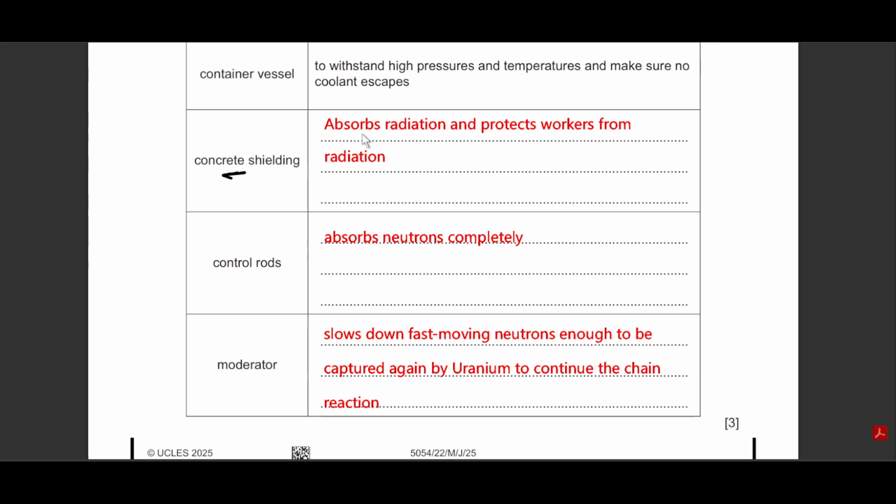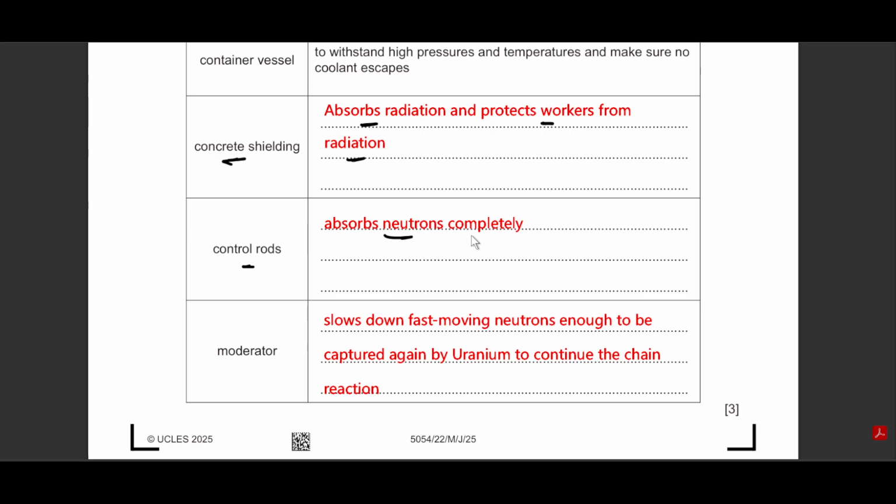You see, concrete shielding is there to absorb radiation and protect workers from radiation. Control rods absorb neutrons completely to eventually stop the reaction, or control in the sense that it doesn't get too much. The heat in the reactor doesn't get too much, or all the uranium doesn't start getting abused too much, because then it will become very dangerous if a lot of thermal energy is generated in a very tiny space. Okay, moderators, they slow down fast-moving neutrons so that they are slow enough to be absorbed by uranium atoms again. And if they're slow enough, they get absorbed and the chain reaction continues.